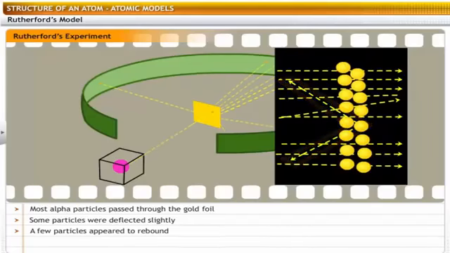Very few particles were deflected from their path. This deflection was caused by the repulsive force of the positive charge in the atom. The positive charge was concentrated in a small area within the atom and was not spread throughout the atom as Thomson had proposed.